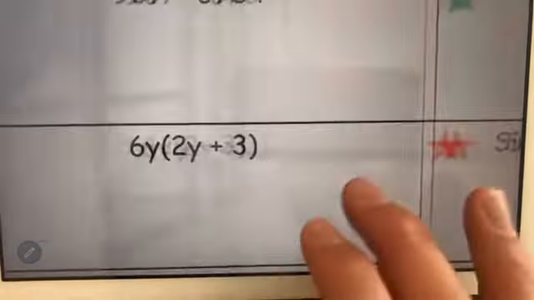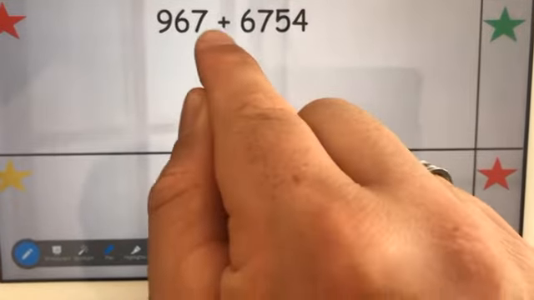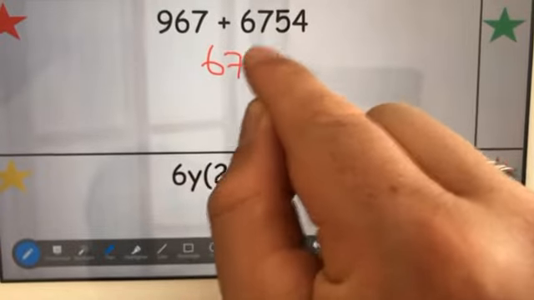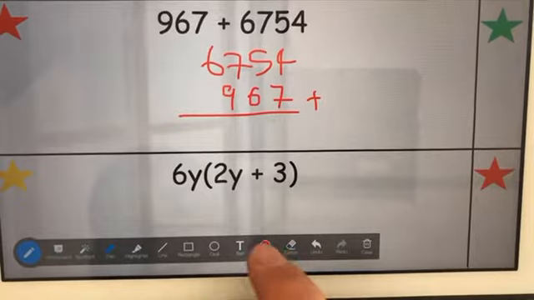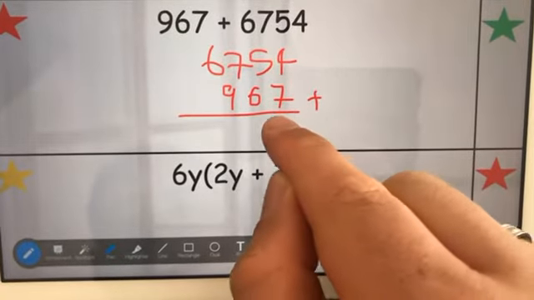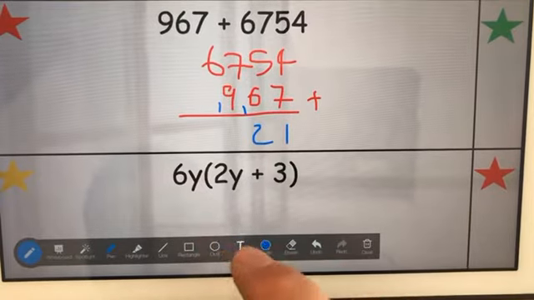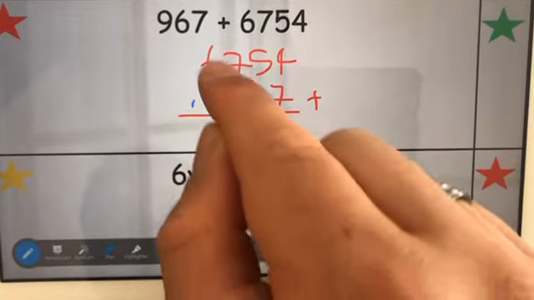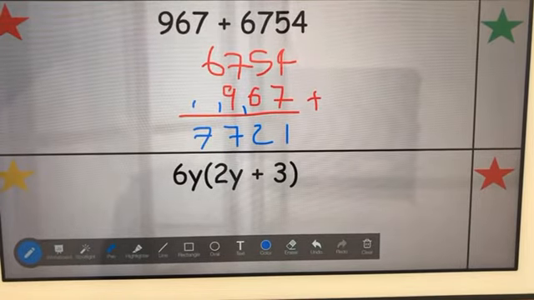Next one. 967 adds 6,754. So 6754, 967. Add them together. First one is 11. Then 5 plus 6 plus 1 is 12. Then 9 plus 1 plus 7 is 17. And 6 plus 1 is 7. So my answer is 7721. 1 point.